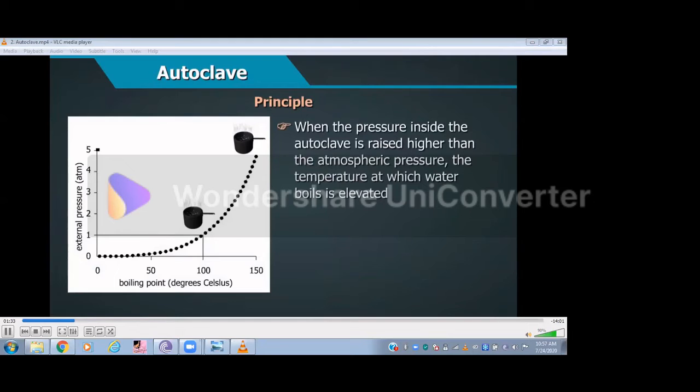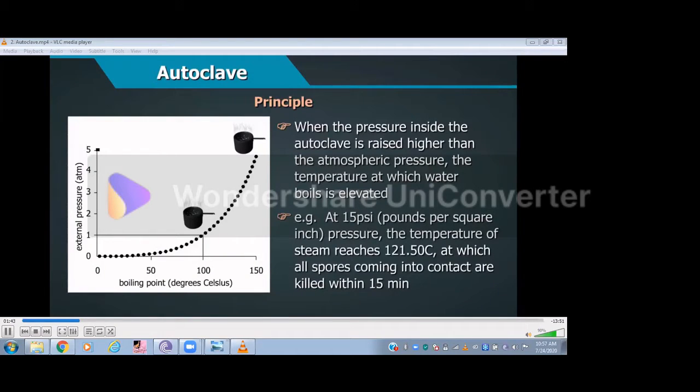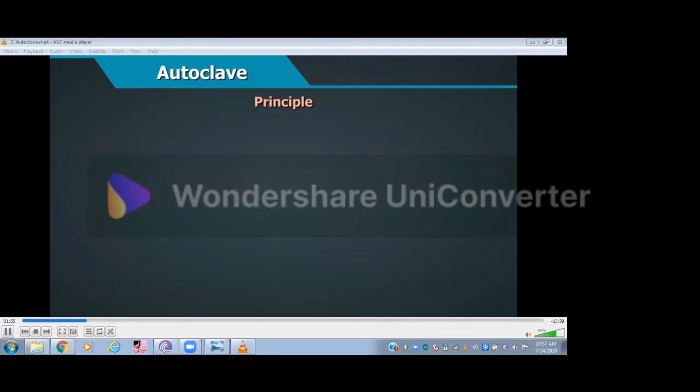When the pressure inside the autoclave is raised higher than the atmospheric pressure, the temperature at which water boils is elevated. For example, at 15 psi, that is pounds per square inch pressure, the temperature of steam reaches 121.5 degrees centigrade, at which all spores coming into contact are killed within 15 minutes.